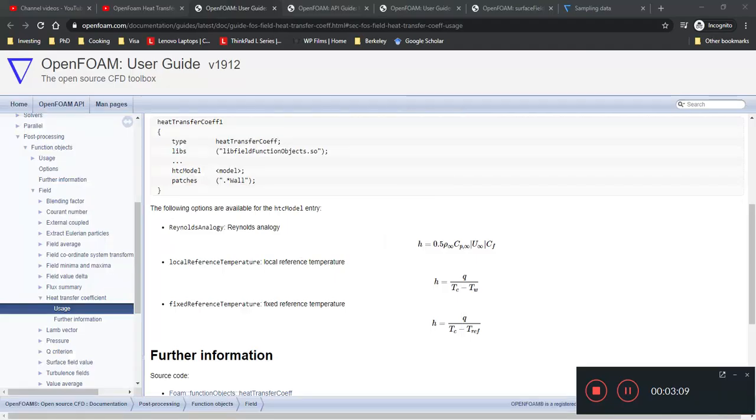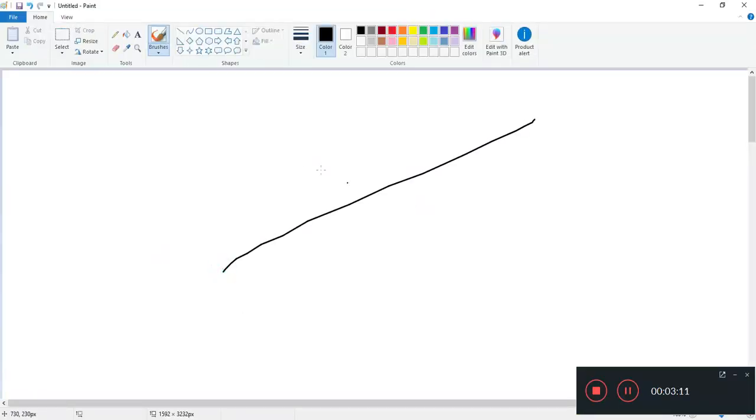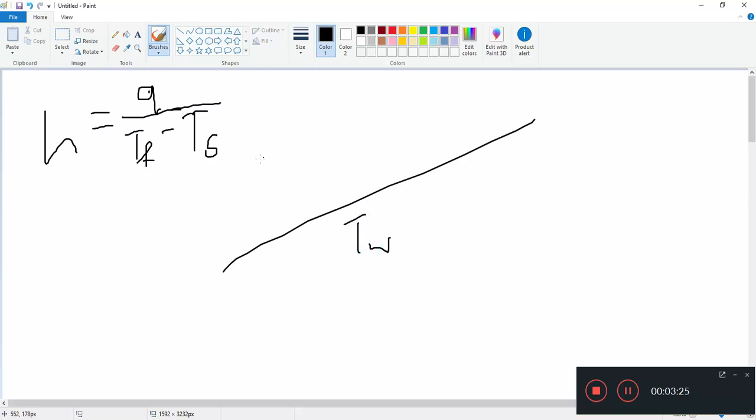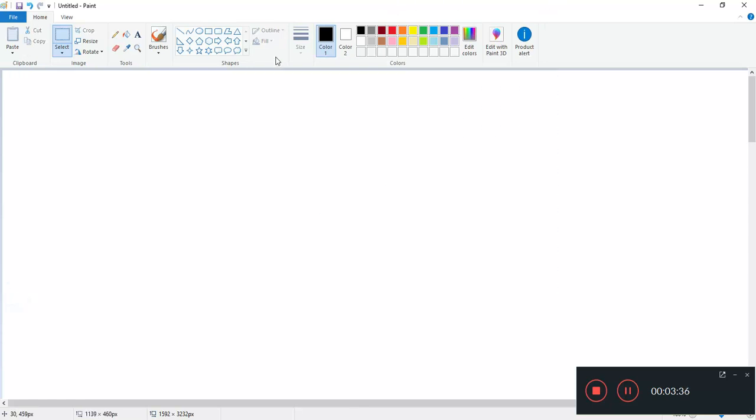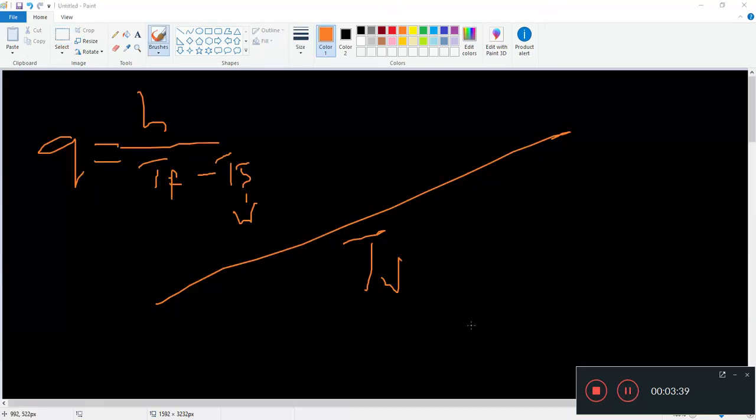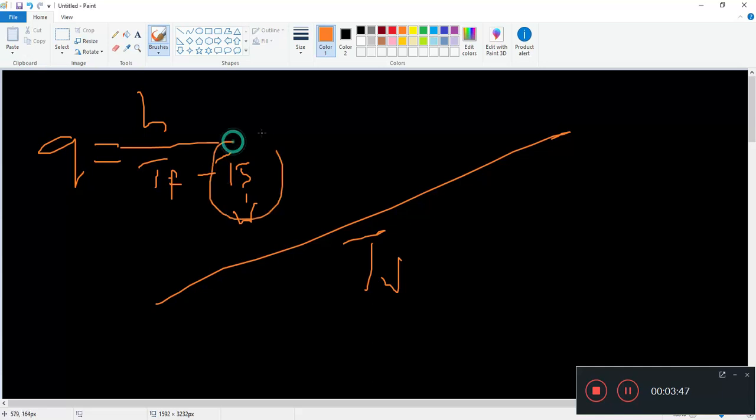So this is my thought. Heat transfer coefficient is usually equal to Q over T fluid minus Ts, right? And this is the temperature of the surface, so this is T of the wall. The surface is the wall. I'll just put it in orange. So you have this going on: T fluid minus Ts, which is the wall. Okay.